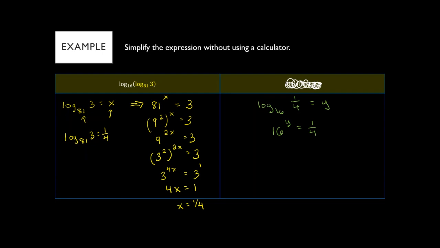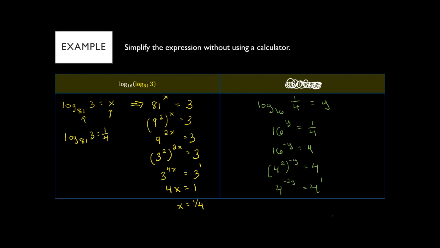So, okay, I've got 1/4. And if you recall about our rules of exponents, you get reciprocals when you have a negative exponent. So if I change the exponent to a negative y, this gives me 4. I can take the reciprocal. So this helps us out because now, 16 is 4 squared. So I've got 4 squared to the negative y equals 4. Following my rules of exponents, 2 times negative y, I get 4 to the negative 2y equals 4.